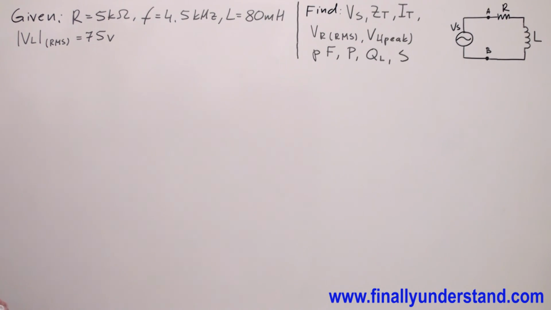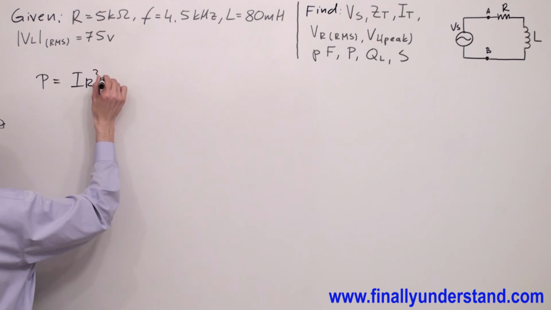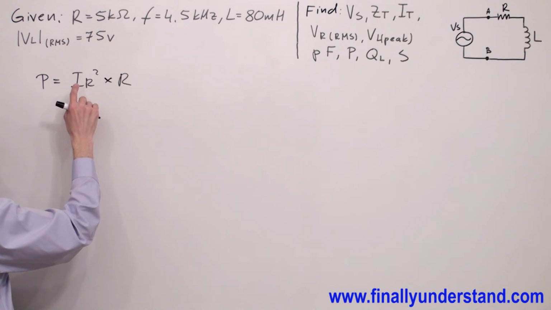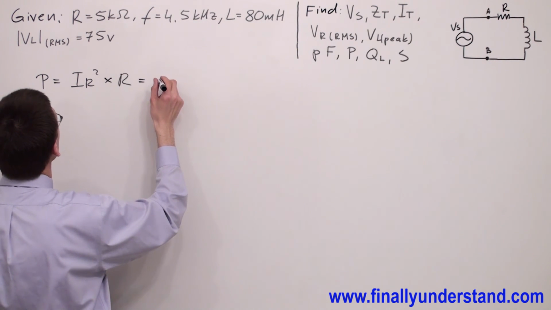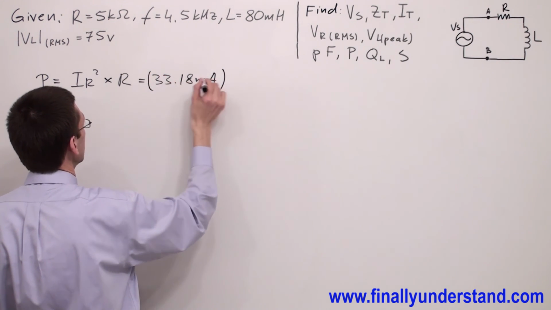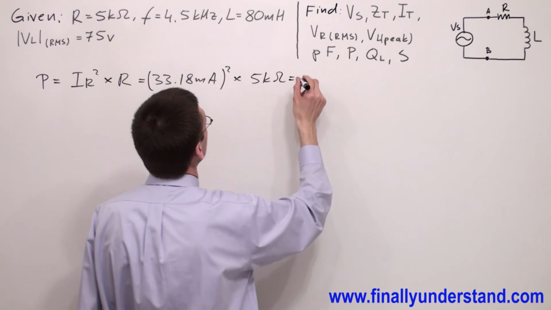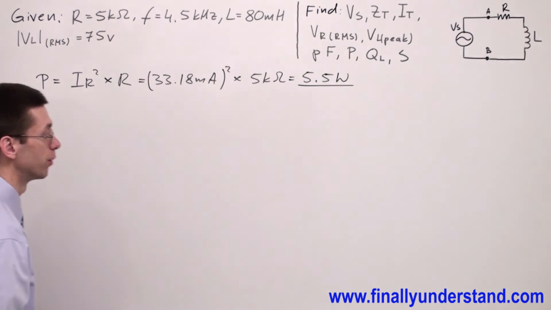So that's why I'm supposed to use the word lag. Next, we're supposed to find the true power. Because we found the RMS value of the current, I'm going to use the following formula. P is equal to IR squared times R. This is the formula for power when you want to use the RMS current. So I have current is equal to 33.18 milliamps, supposed to raise this to the second power, times the resistance 5 kilo ohms. This is equal to 5.5 watts. This is my true power.